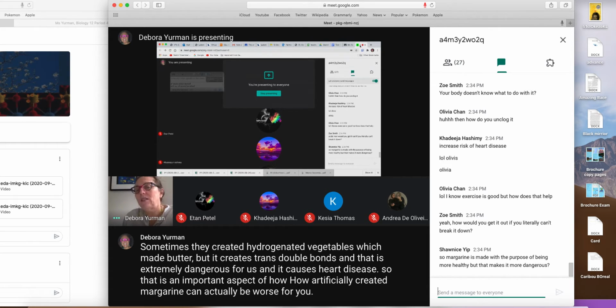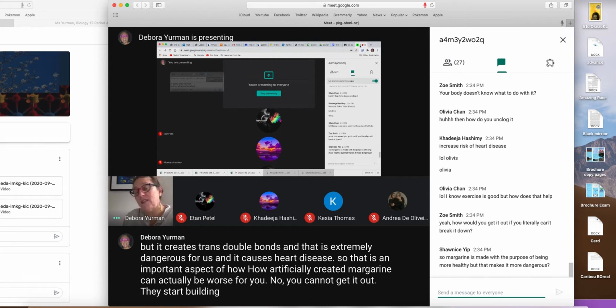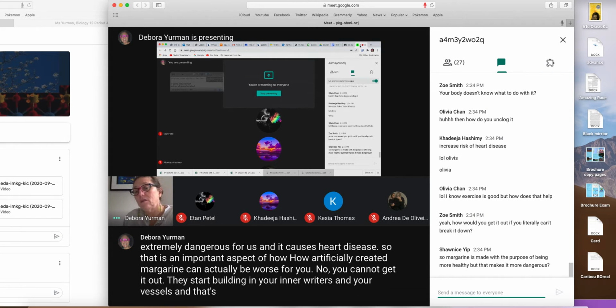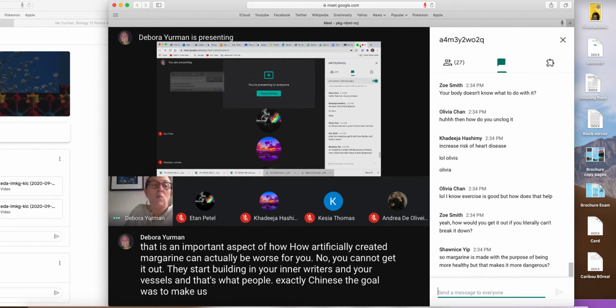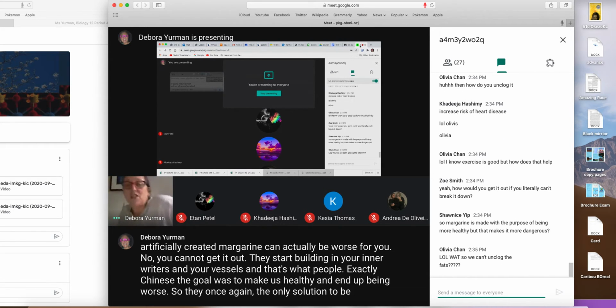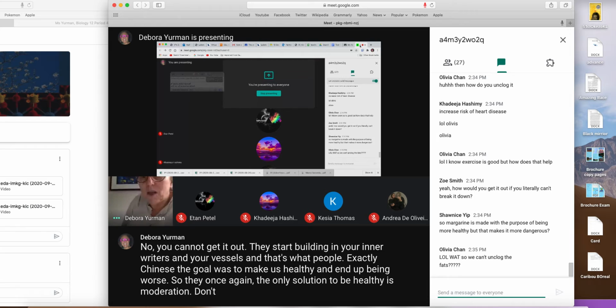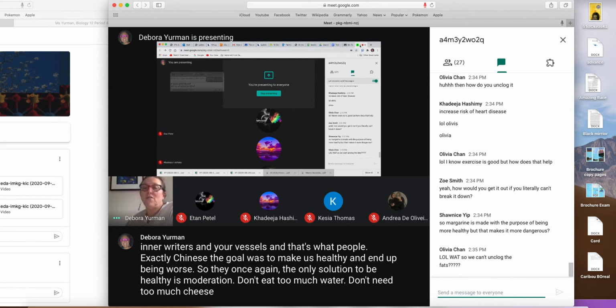No, you cannot get it out. They start building in your arteries and your vessels. Exactly, Shawnees. The goal was to make us healthy, and it ended up being worse. So once again, the only solution to be healthy is moderation. Don't eat too much butter. Don't eat too much cheese. Do exercise and eat veggies and fruits, and then you'll be fine.